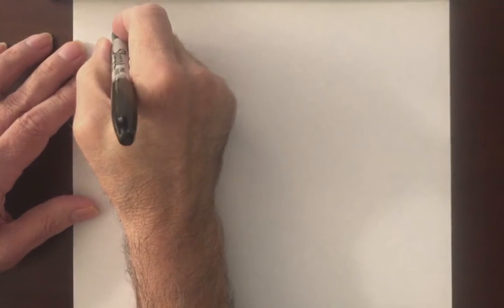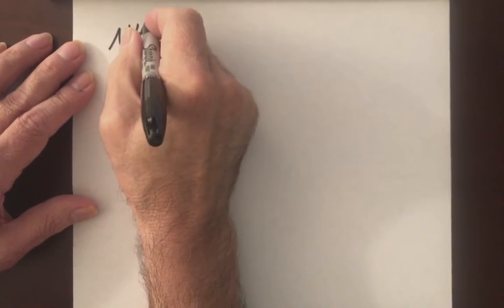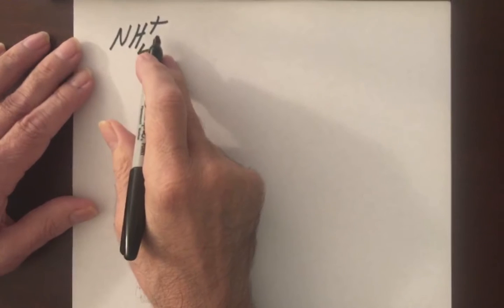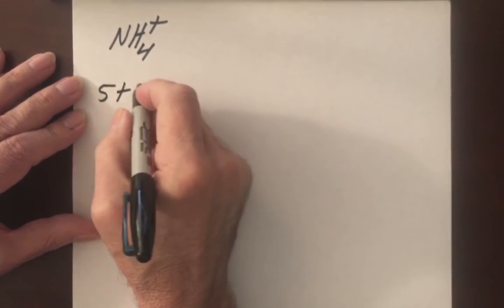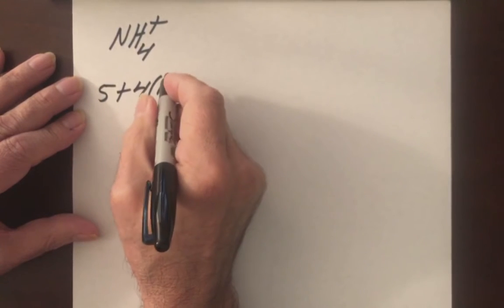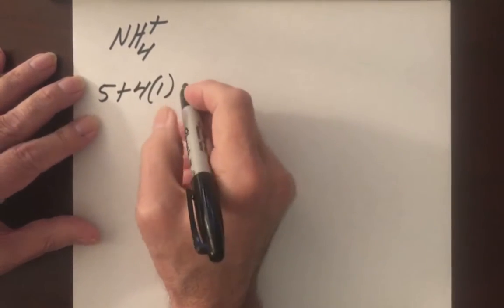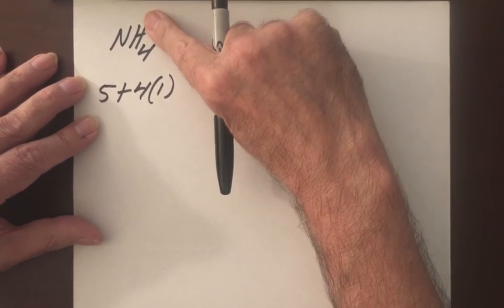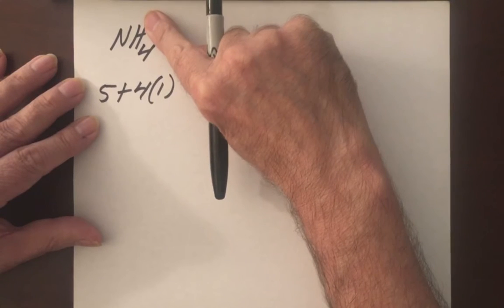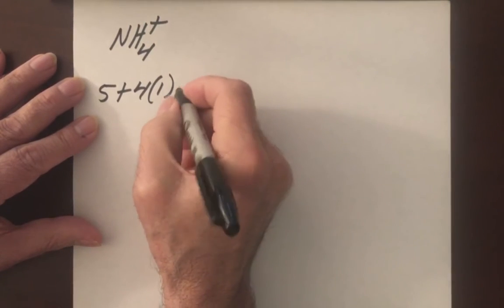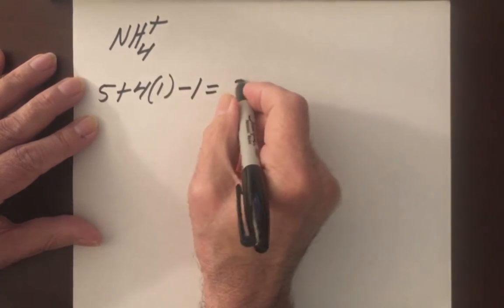Let's try ammonium. Ammonium has a positive 1 charge on it. When I add together all of the electrons, nitrogen has 5, and you have 4 hydrogens, each has 1. Now that's how many electrons we would have if it didn't have a positive 1 charge. But because it has a positive 1 charge, we're going to remove 1 electron, which again gives us 8.